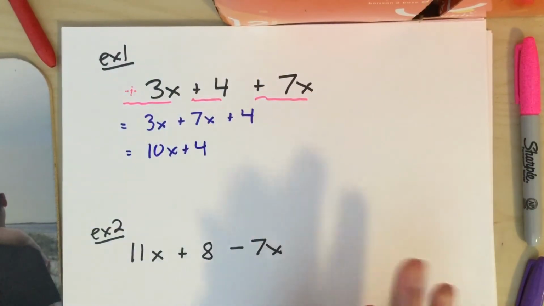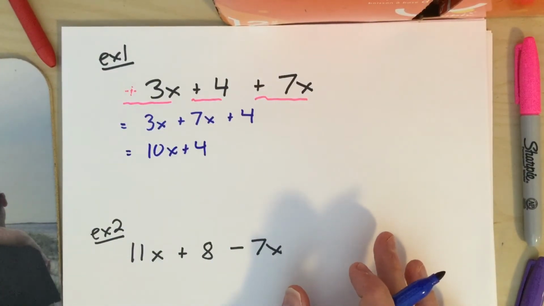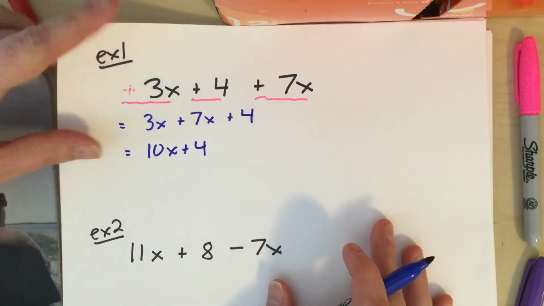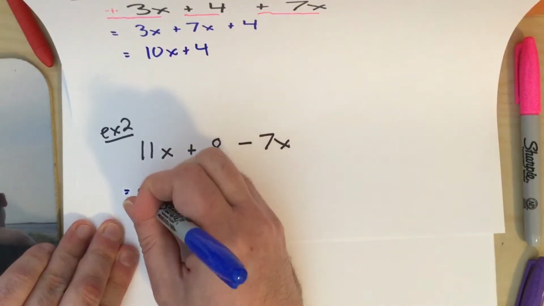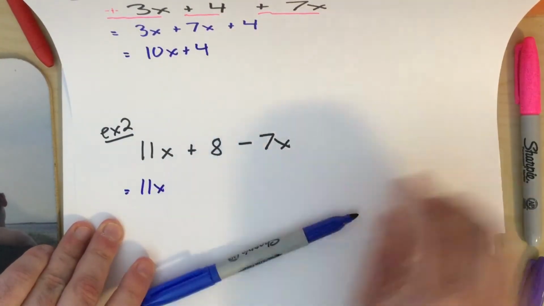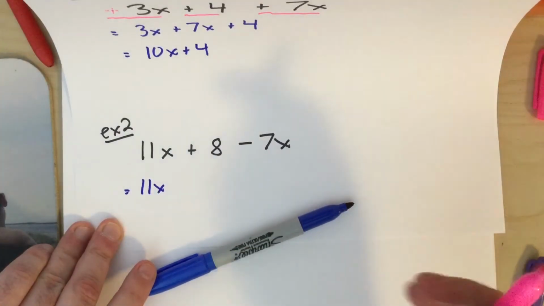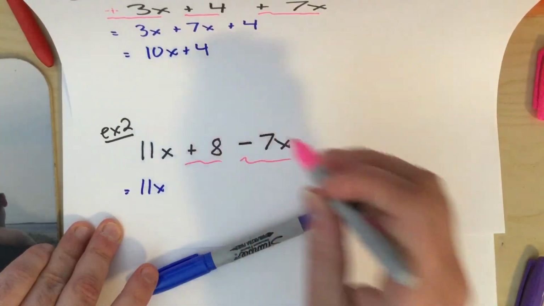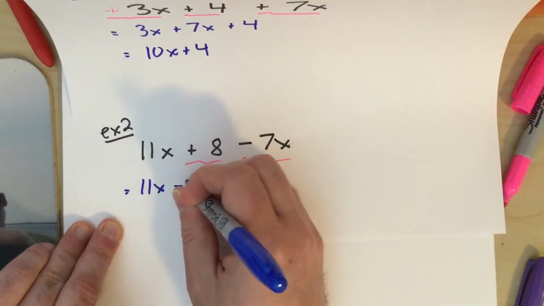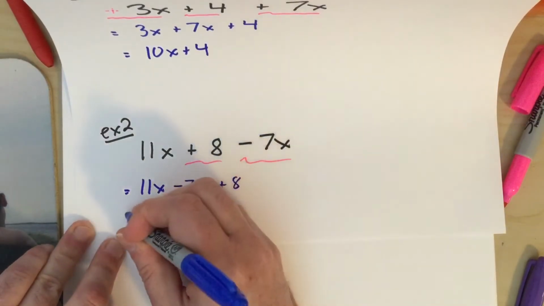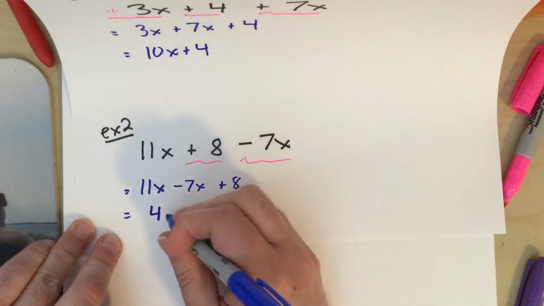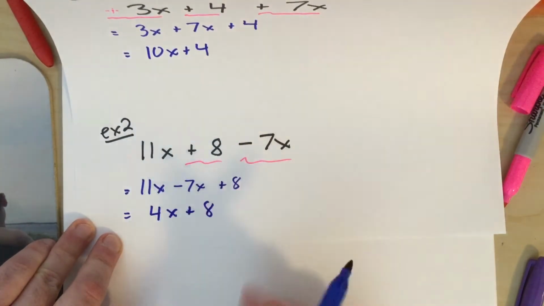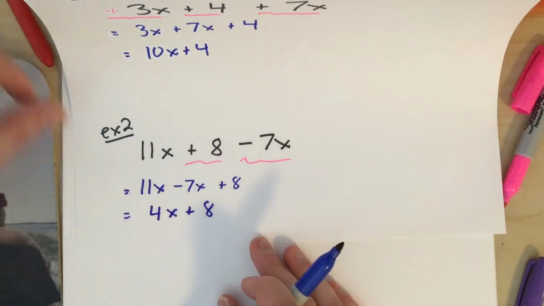And that's the answer. We're not solving for x here. We're not doing any major algebra. We're just simplifying. We're collecting the like terms. So this one over here, 11x. This time we drag along the minus 7 with it. So it's going to be minus 7x plus 8. And 11 minus 7 is 4x plus 8. So 11x plus 8 minus 7x simplifies to 4x plus 8.